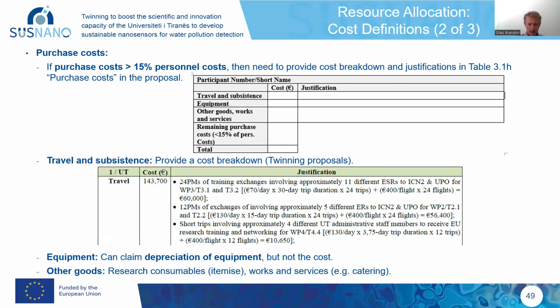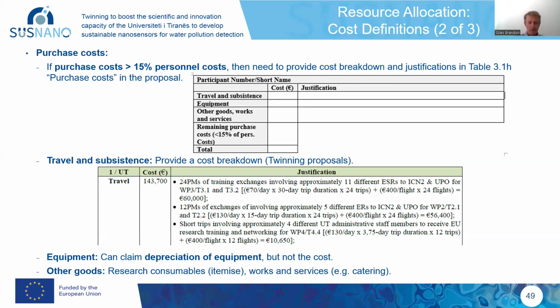Okay, the very last line in this slide says other goods, research consumables, bracket itemized. So yeah, if you've got a research and innovation action, and you're buying, I don't know, chemicals, materials, electronics, whatever, and you've triggered this 15%, the cost above 15% of the personnel cost, make sure you give a nice kind of breakdown for those costs.